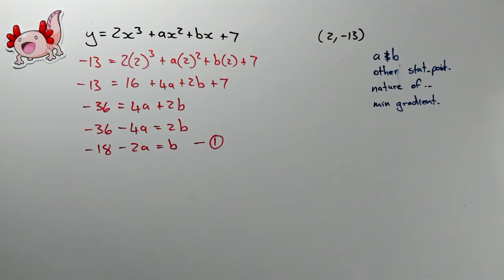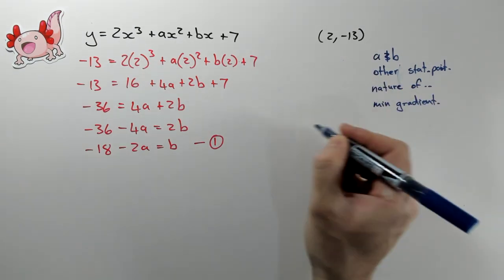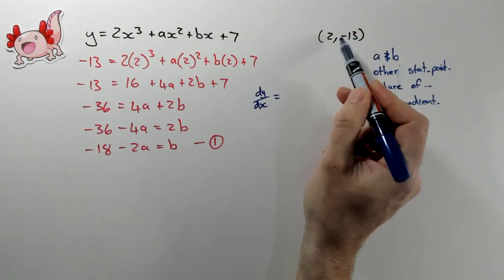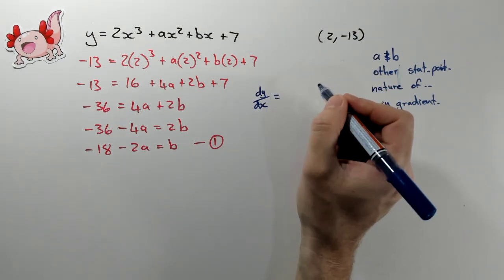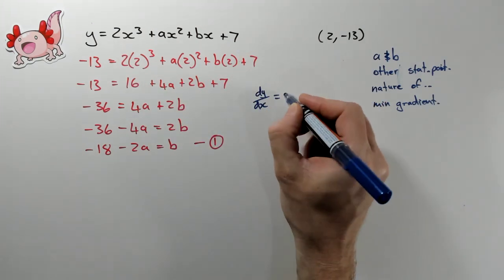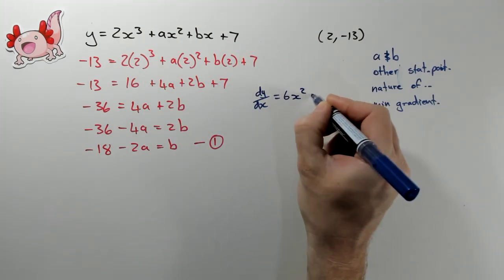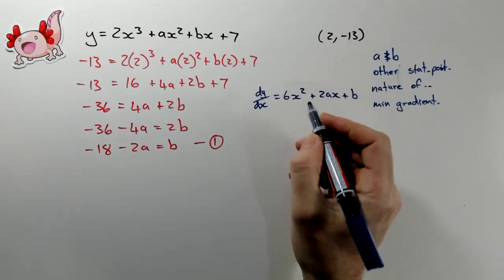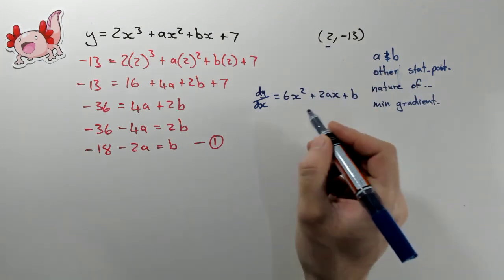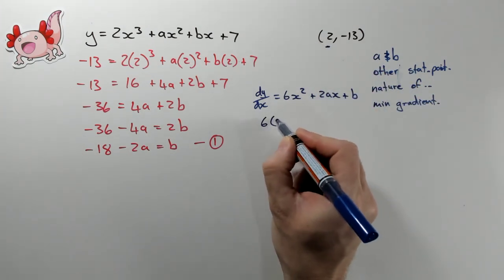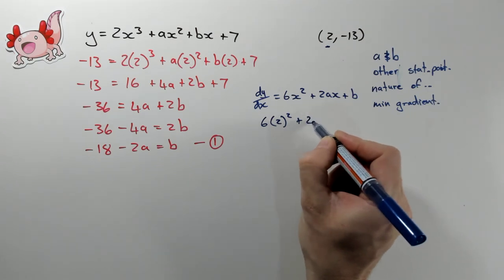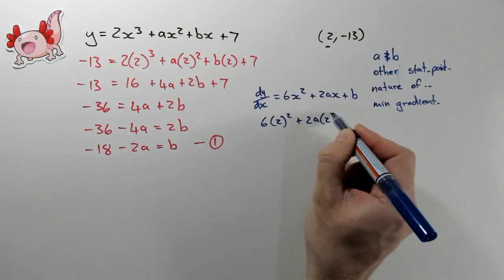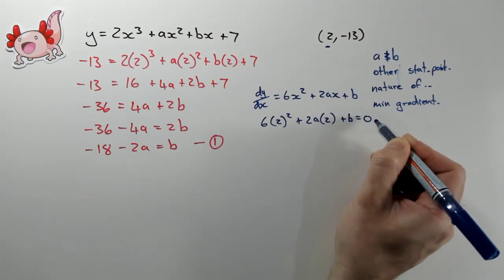The second equation, let's do that in blue. It's going to be dy over dx. We have to differentiate because this is a stationary point. We can put in the x value, but let's just differentiate first. This is going to be 6x squared plus 2ax plus b, and the rest disappears. That's pretty simple. And then I'm going to put in my 2 and equate to 0. So that's 6 times 2 squared plus 2 times a times 2, which becomes 4a, plus b is equal to 0.